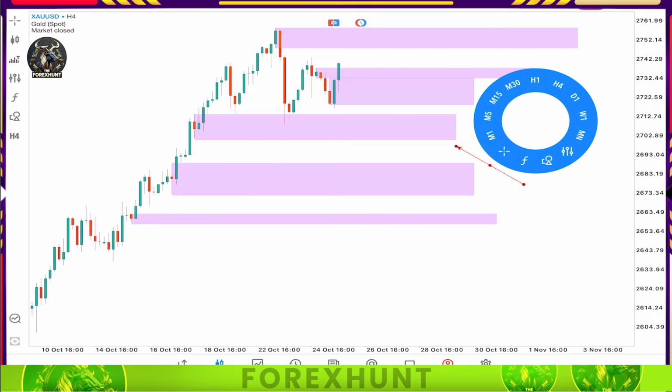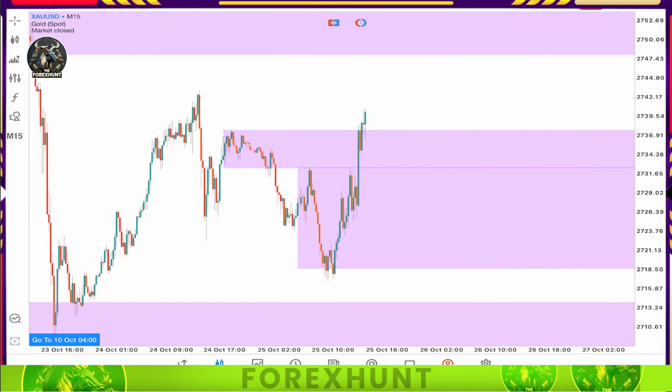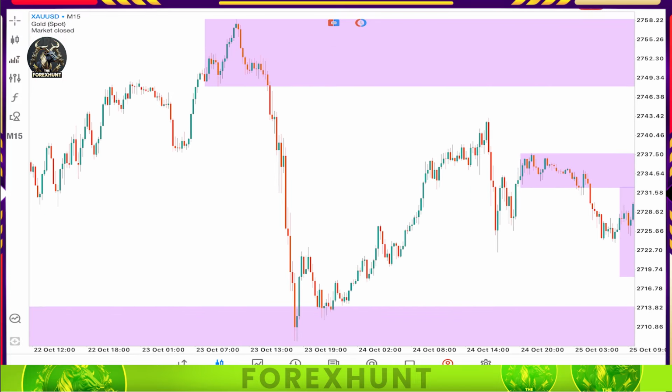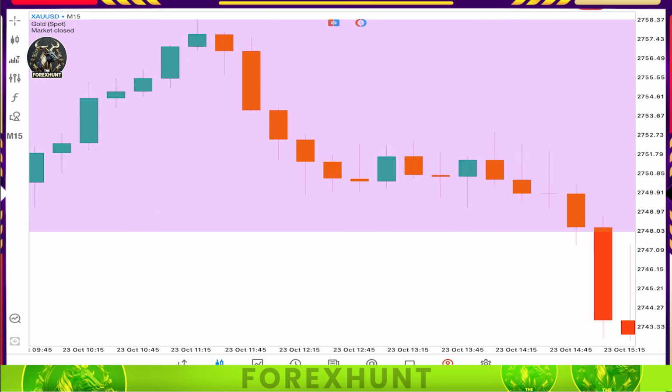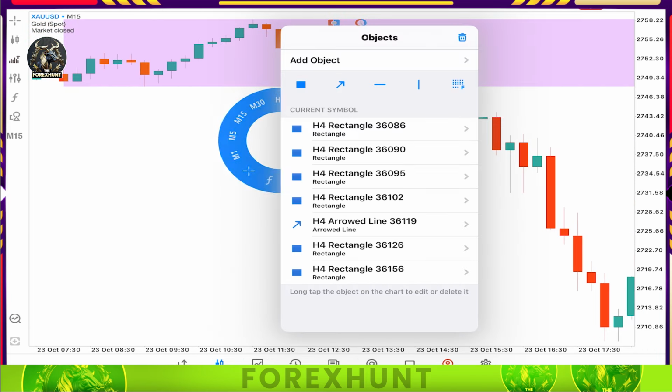So we are moving to the M15 time frame for the upper area, okay? This upper area. So this upper area, I think we don't have a fresh engulfing M15 sell.